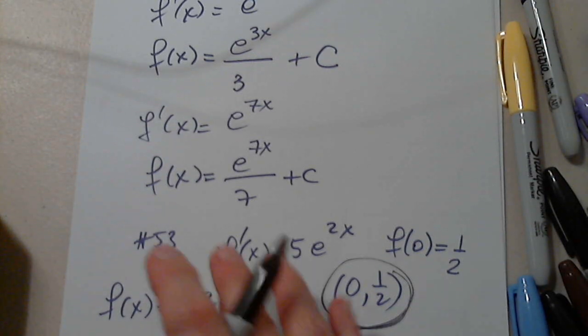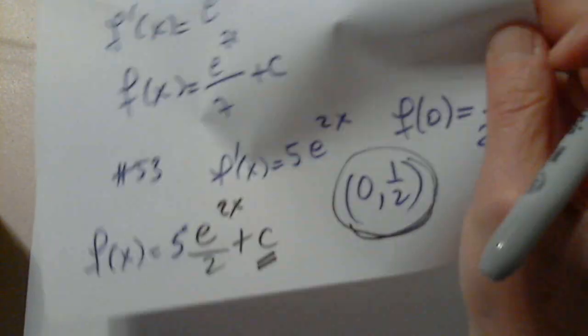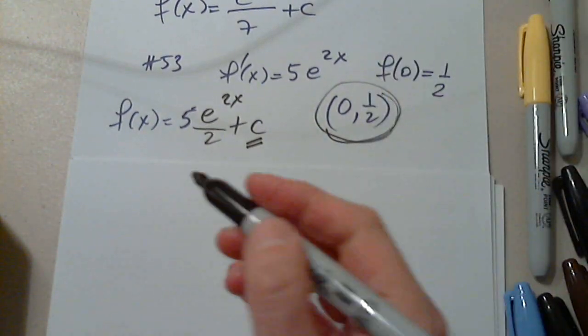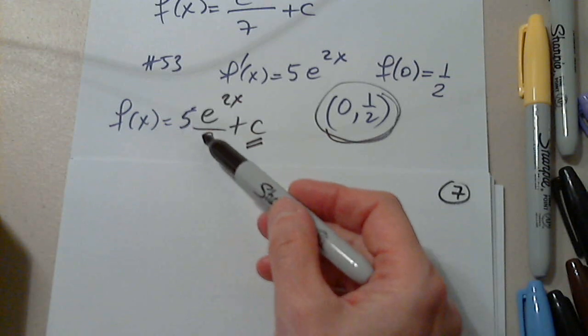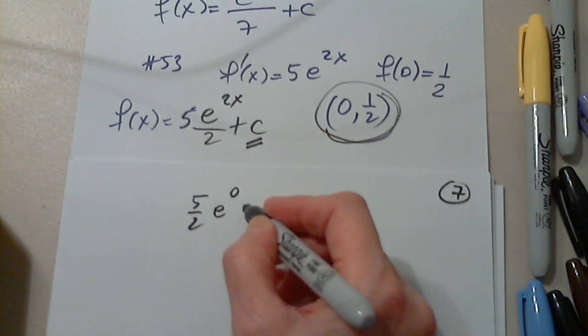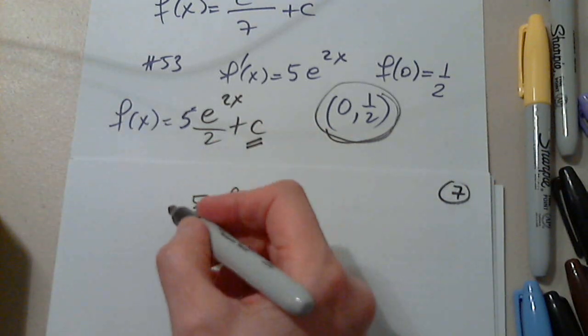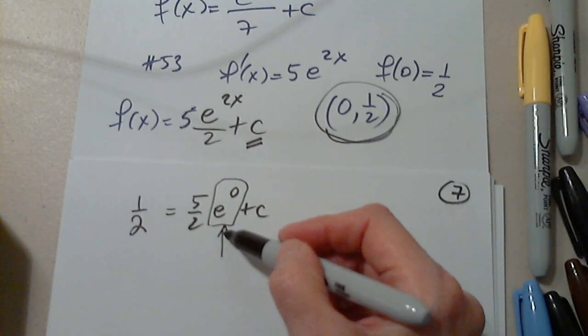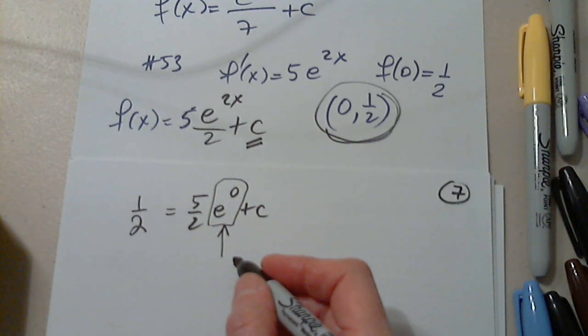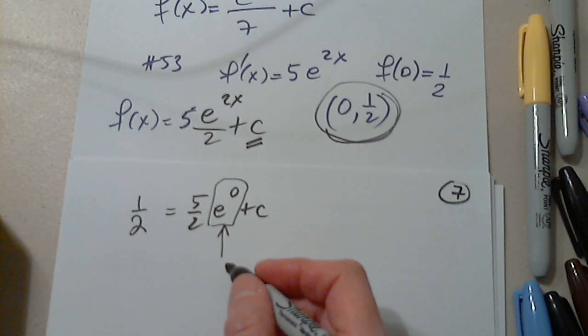And this is just simple algebra. So I'm on page 7. Let's plug in 0. 5/2 e to 0 plus a constant c equals 1/2. Can anyone tell us how much is e to 0? Is anyone with me? I know everyone knows what e to 0 is.